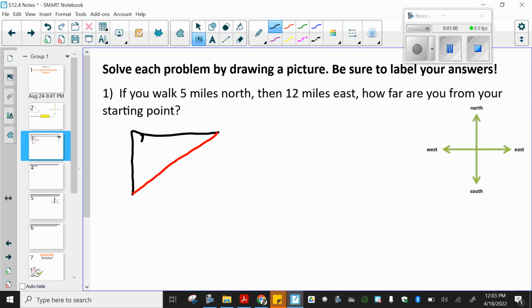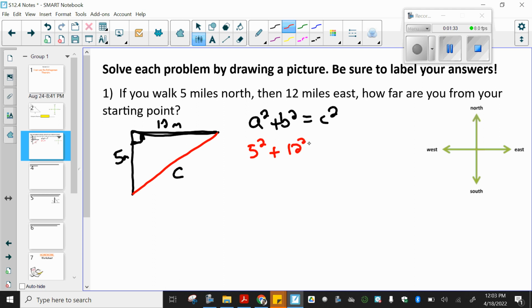Alright, so let's do a couple things. We're going to decide that's a right angle. We're going to say 5 miles north and 12 miles east. We want to know this one here, so we're going to use a squared plus b squared equals c squared. Let's just call the hypotenuse c, make it easy for ourselves. So we're going to do 5 squared plus 12 squared equals c squared.